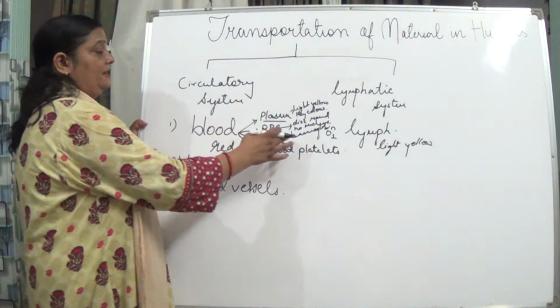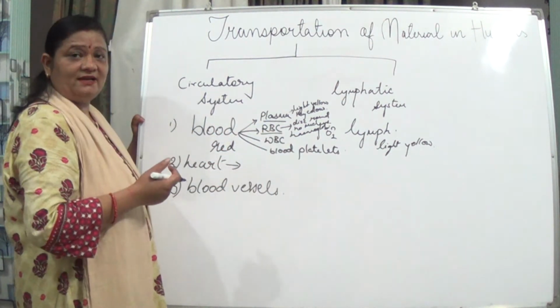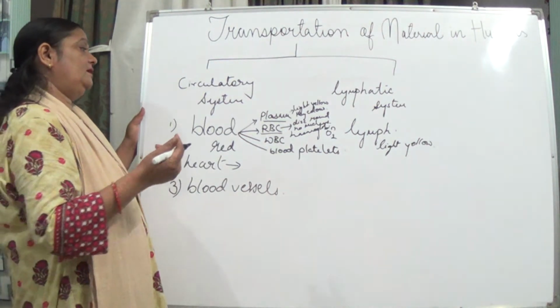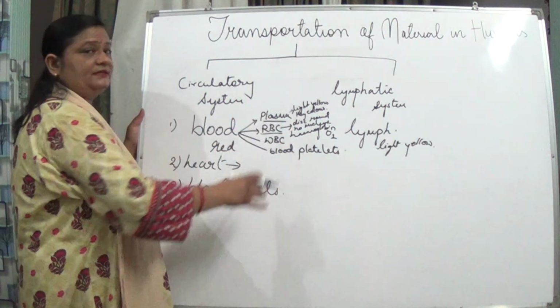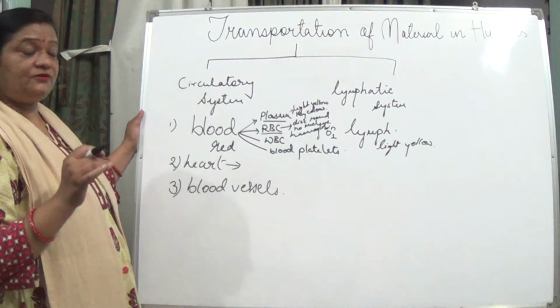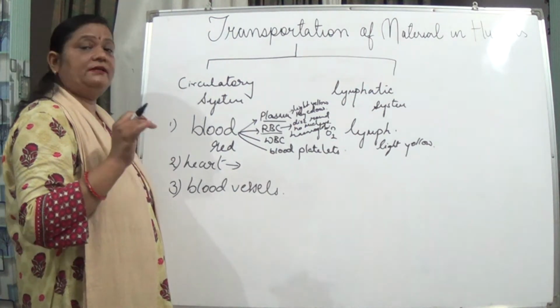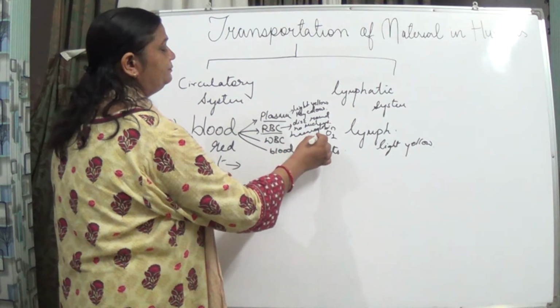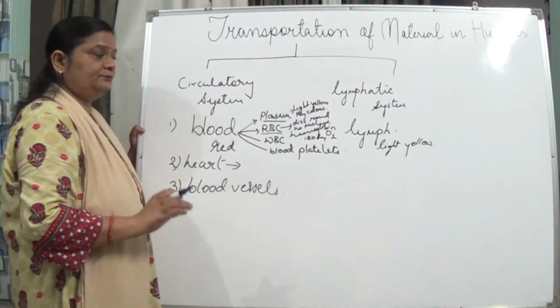And this hemoglobin, when we see, is red in color. Why is it red in color? Because iron is present in it. About the lifespan of RBC, it is 120 days. After 120 days, it dies off.